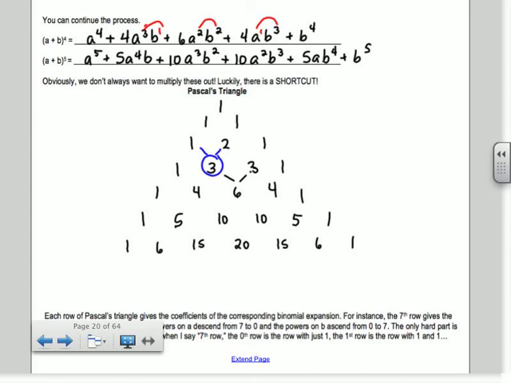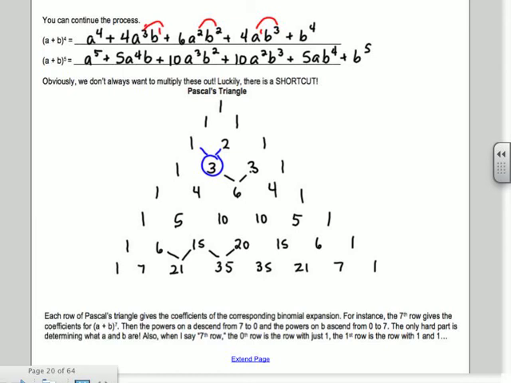Did you guys get 1, 5, 10, 10, 5, 1? And 1, 6, 15, 20, 15, 6, 1. It gets big really fast. This next one is 1, 7, 21, 35, 35, 21, 7, 1. We're always just adding the two numbers above it to get the number that we're on. It goes on forever, but we're going to stop at 7.